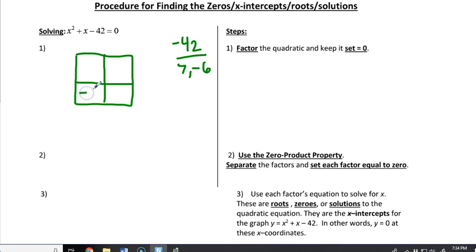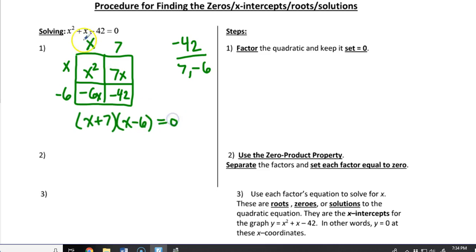So we're going to go -6x, 7x. The -42 is the bottom right. The x squared is the top left. These on the diagonal add up to 1x. That's good. So we have an x and an x. That's the two products of x squared. The GCF in this column is 7. The GCF in this row is negative 6. So I have my factorization, x plus 7 times x minus 6. And this is equal to 0.